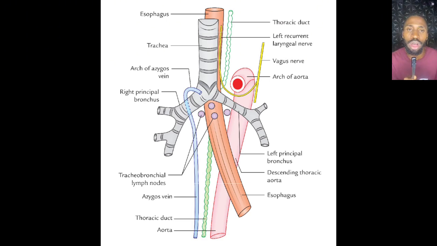So you also have the vagus nerve here. You also have the sympathetic trunk and the splanchnic nerve. And lastly, you have the posterior mediastinal lymph nodes.